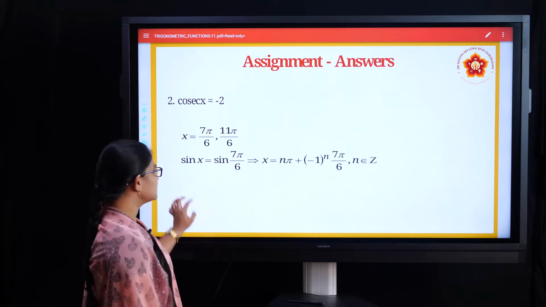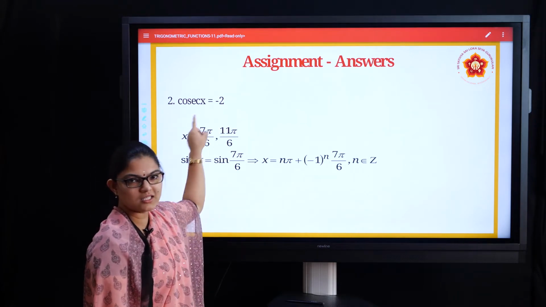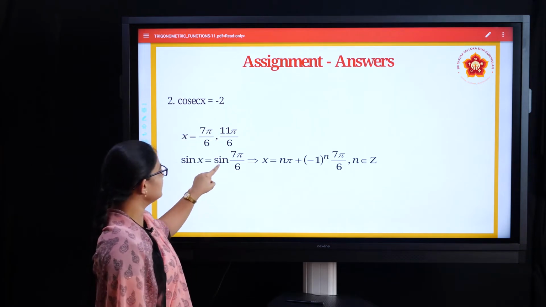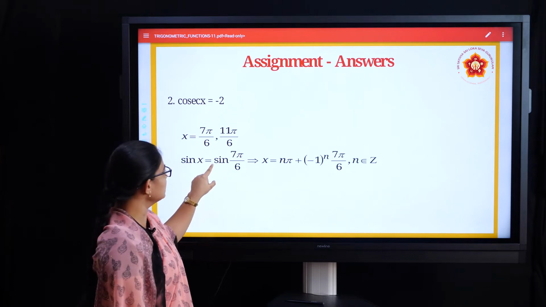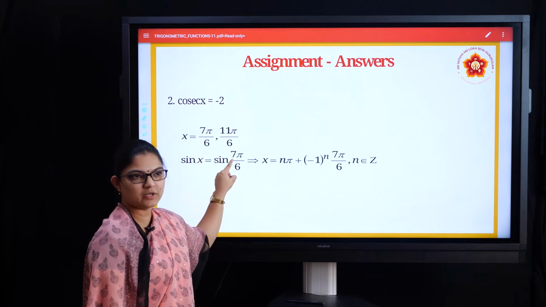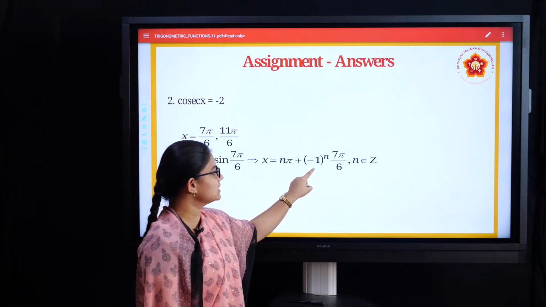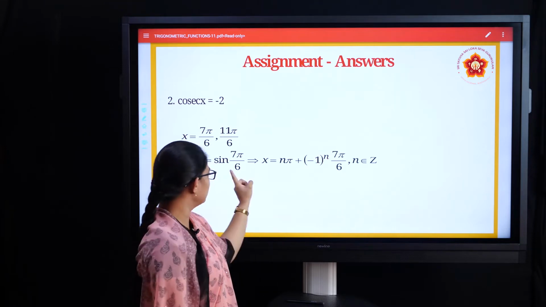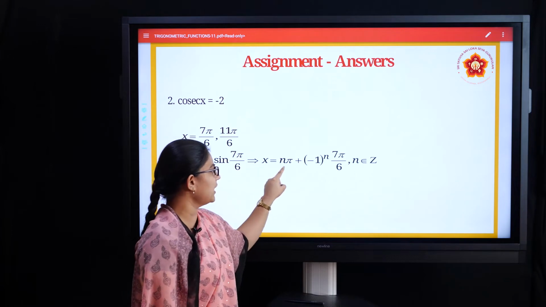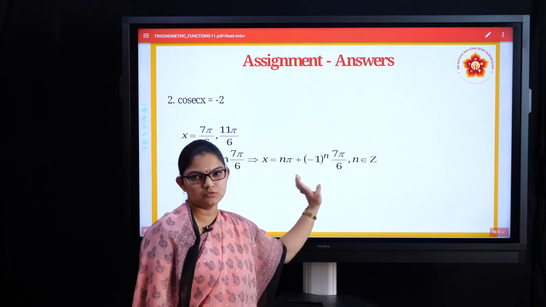Now coming to general solutions, we write cosec x is equal to minus 2 as sin x is equal to minus half, and minus half can be written as sin 7 pi by 6, or you can write sin 11 pi by 6. Then sin x is equal to sin 7 pi by 6 can be written as x is equal to n pi plus minus 1 power n y, where y is here 7 pi by 6. Therefore the general solution is x is equal to n pi plus minus 1 power n times 7 pi by 6 for n belongs to Z.